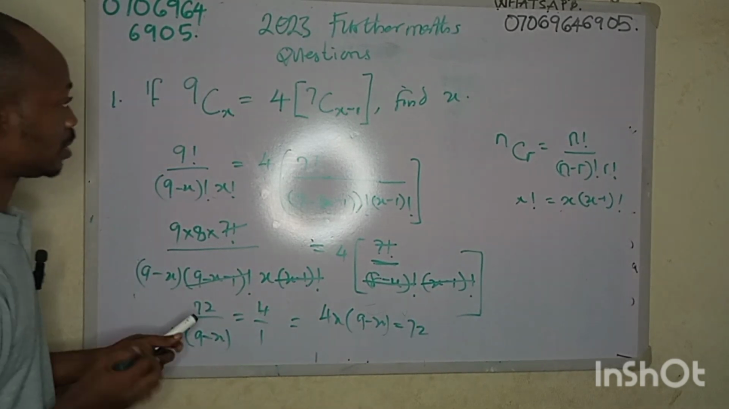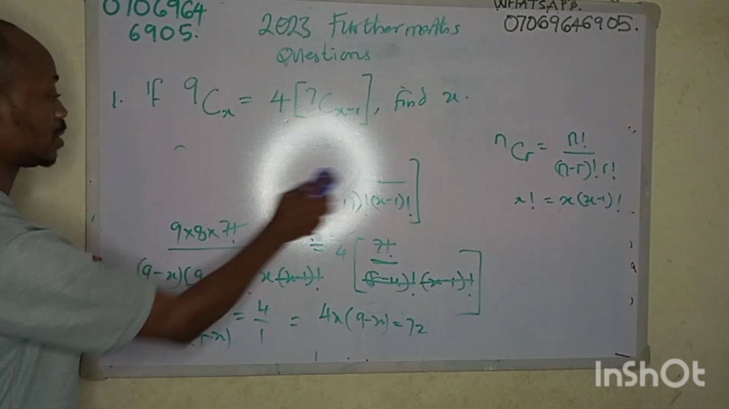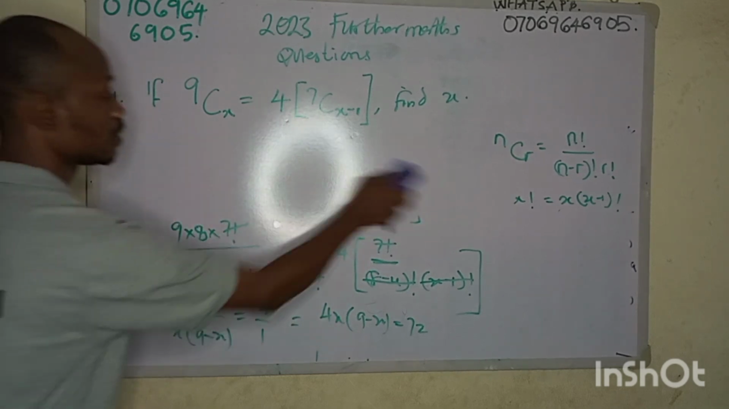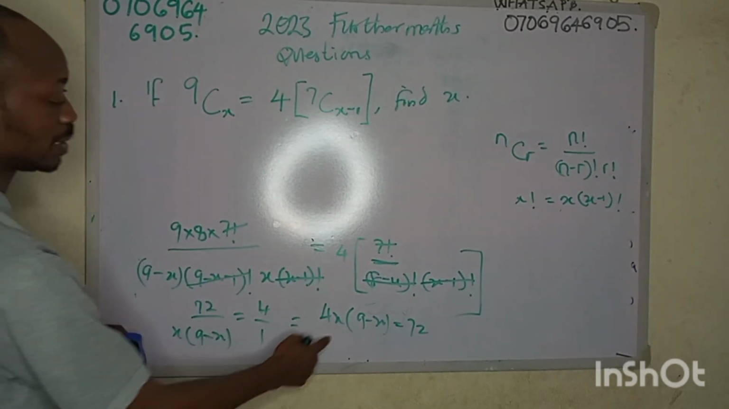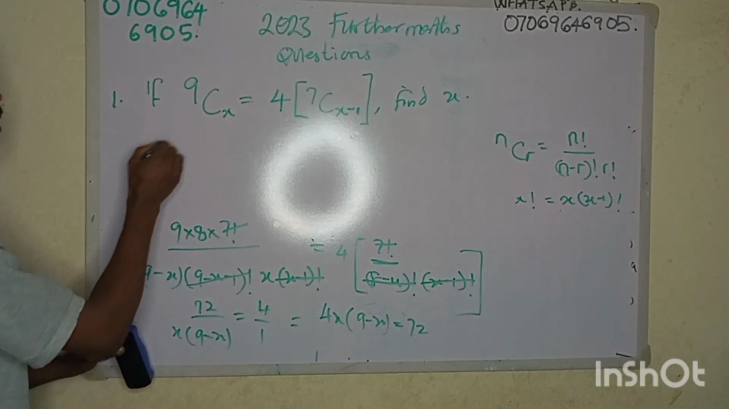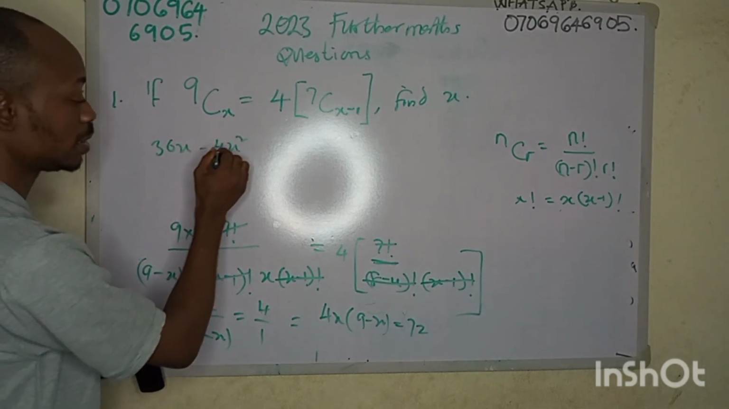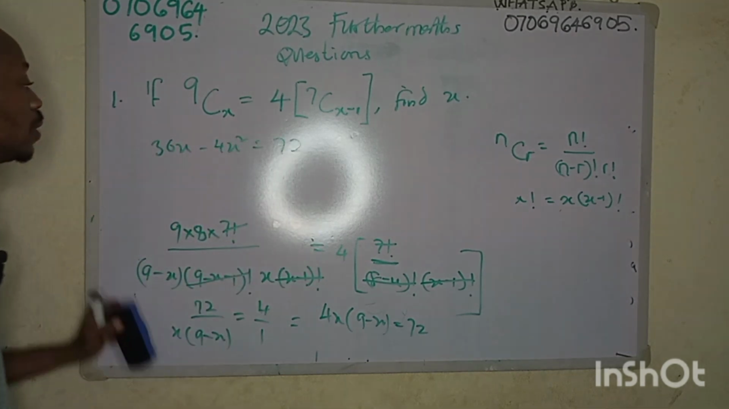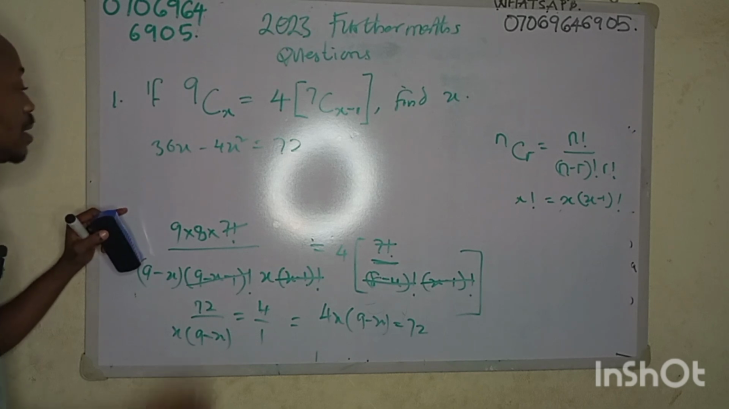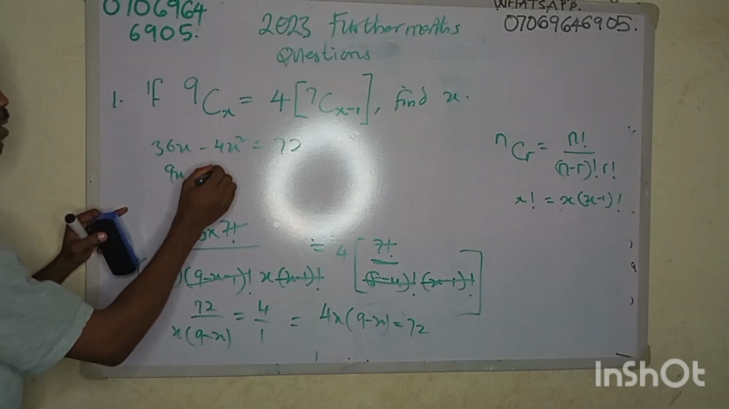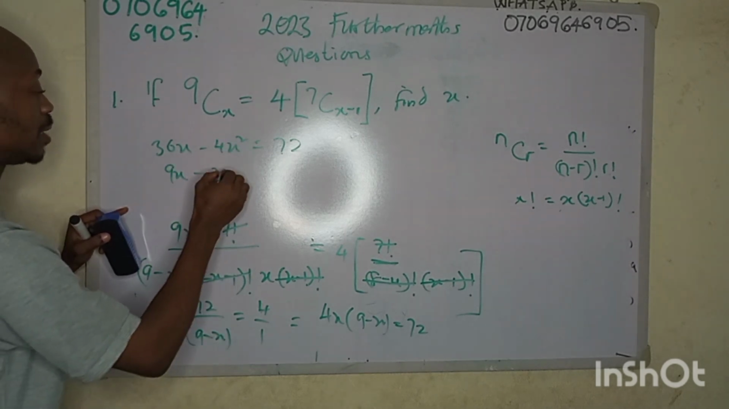I just need to clear this. If I open this bracket, I'm having 9 times 4, that's 36x, then minus 4x squared equals 72. If you check, 4 goes in all of these things. 4 goes into 36x as 9x, and into 4x squared, you're left with just x squared.